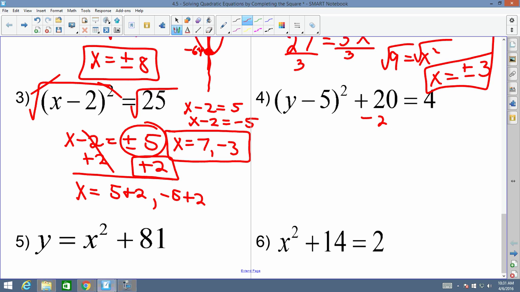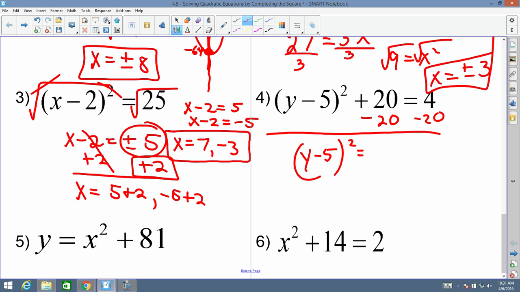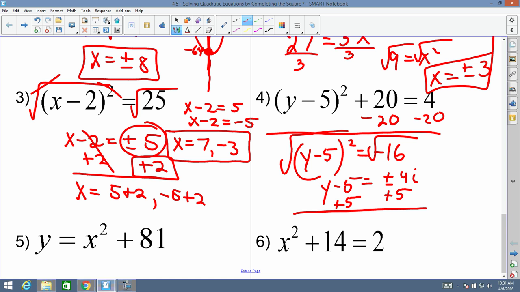Very good, son. I'm going to subtract 20 from both sides. And then I got y minus 5 squared equals negative 16. Very good, my brothers. So I've got y minus 5 equals plus or minus 4i. Very good. Now I add 5 to both sides. I cannot add whole numbers and imaginary numbers, so y will equal literally 5 plus or minus 4i.